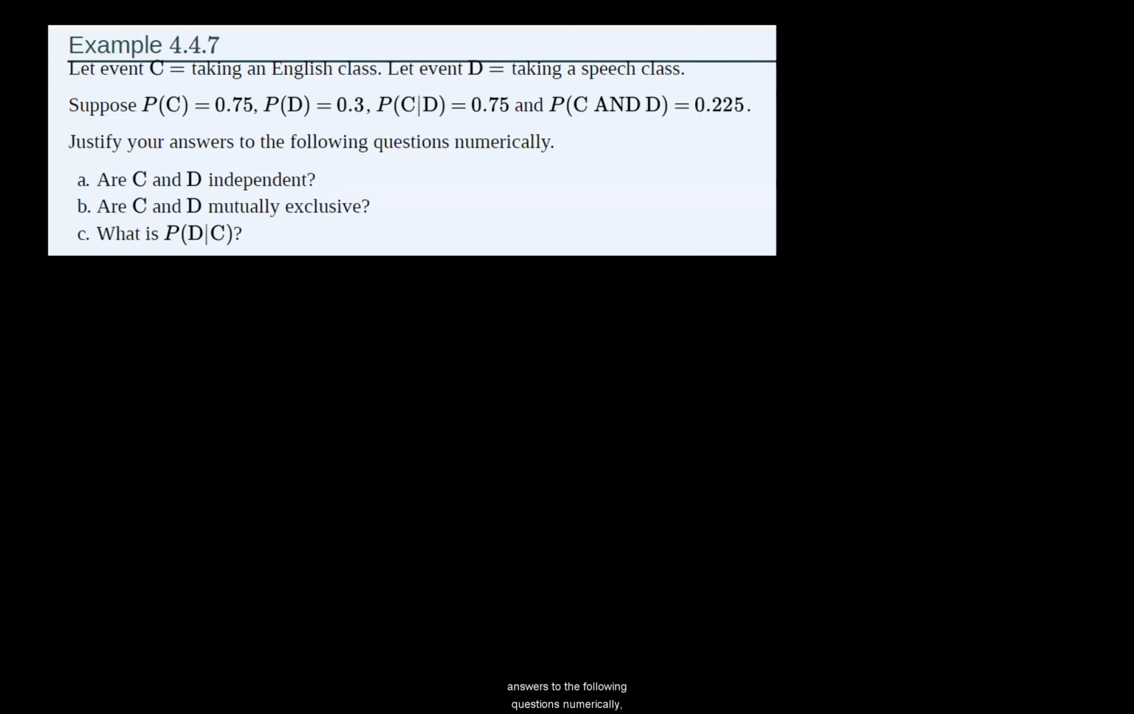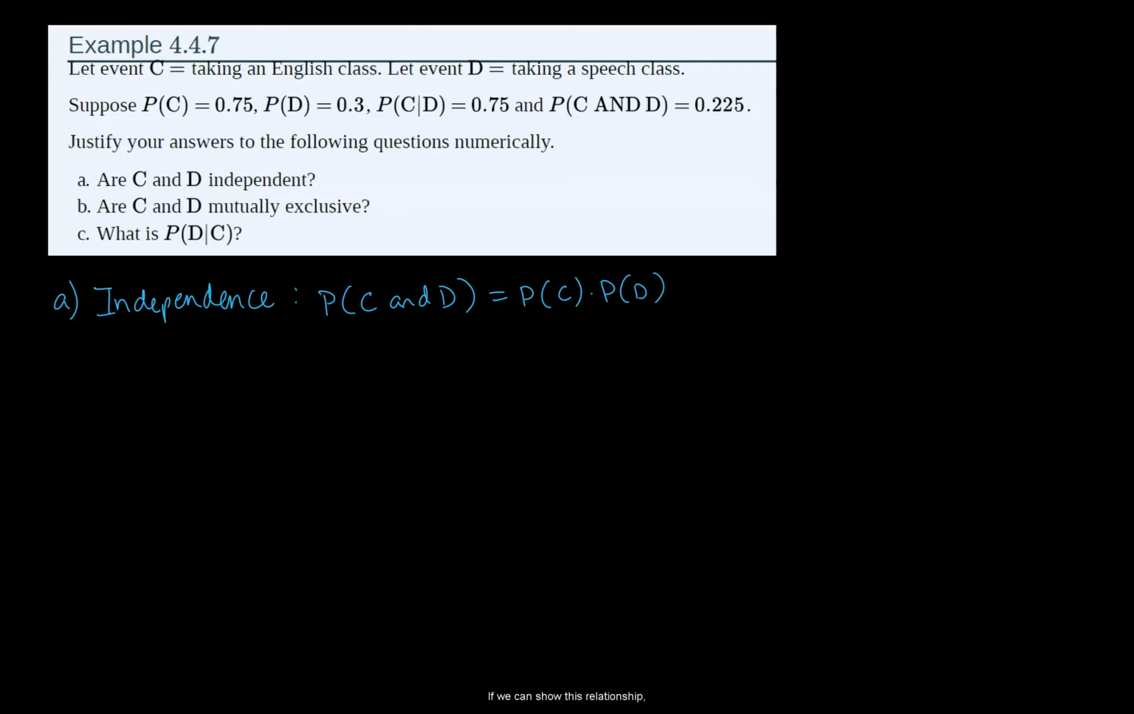We have to justify our answers to the following questions numerically, so we want to make sure we use the correct formulas to show independence and mutual exclusivity. For independence, we want to show that the probability of C and D is equal to the probability of C times the probability of D. So if we can show this relationship, we have independence.